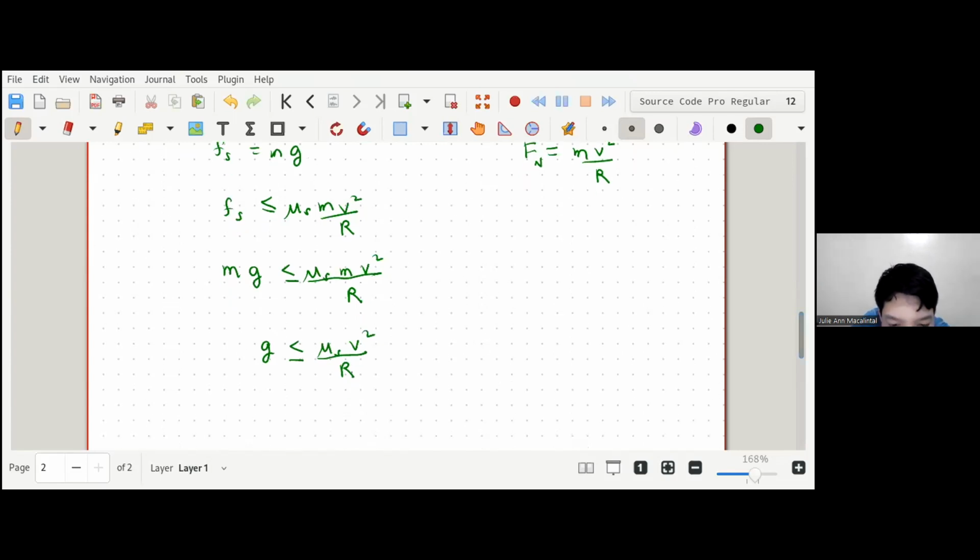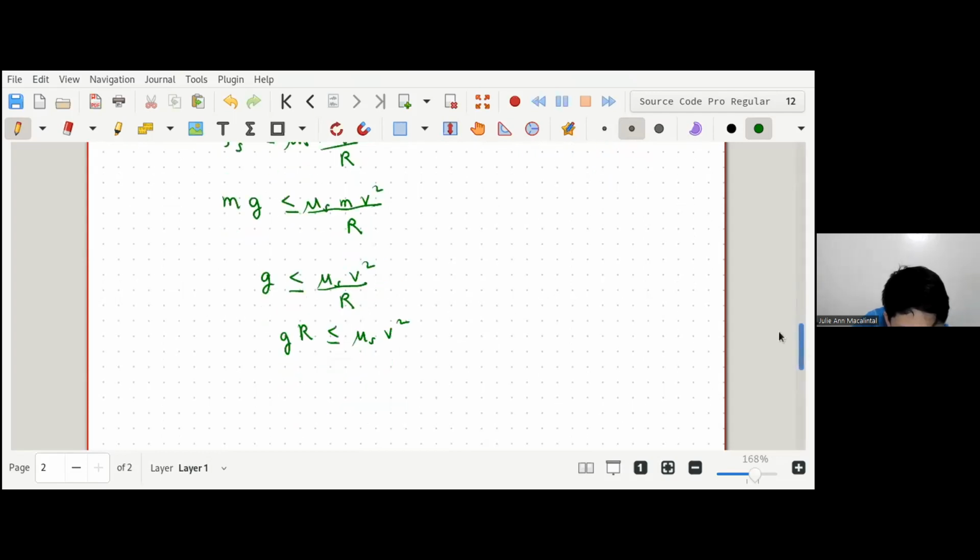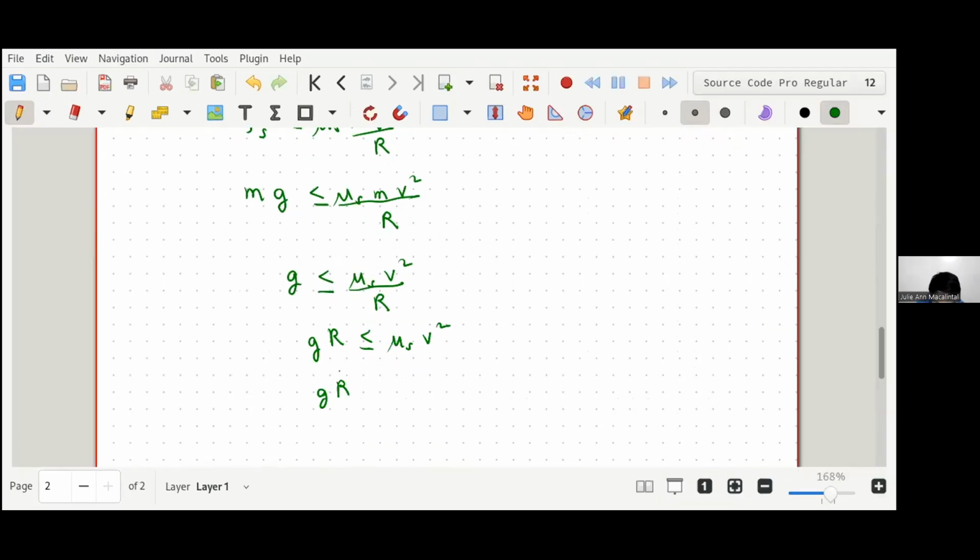So, tingnan natin, no? gr must be less than or equal to mu s v squared. Normal force is m v squared over r, no? So gr over mu s is less than or equal to v squared. Or, v should be greater than or equal to the square root of gr over mu s.